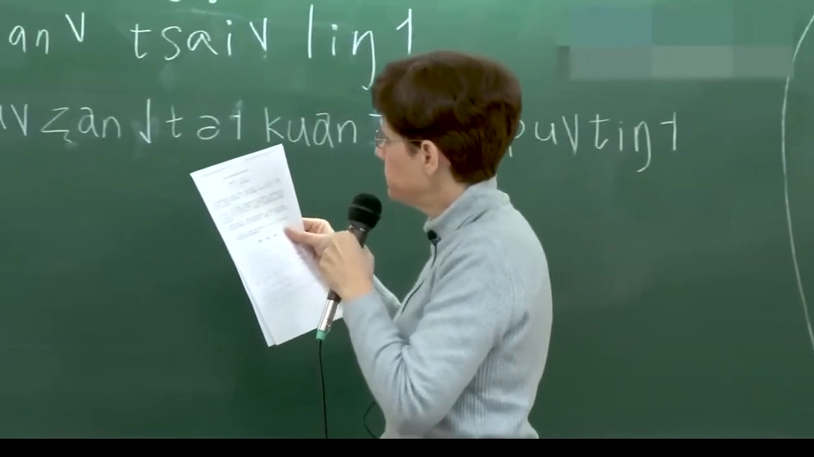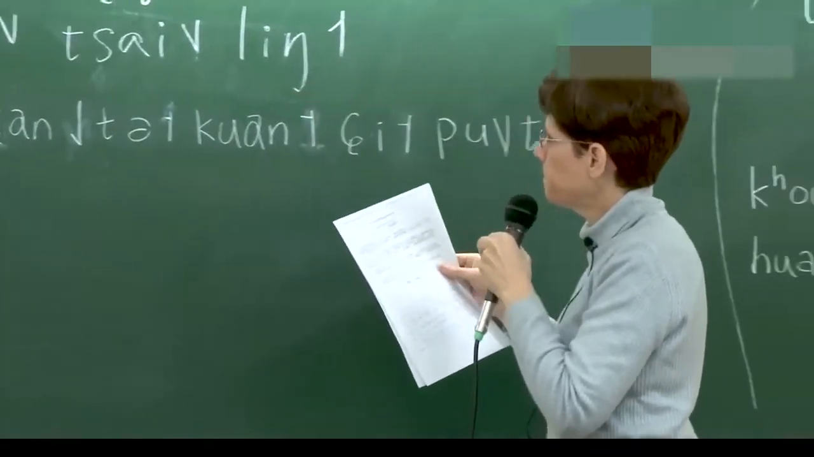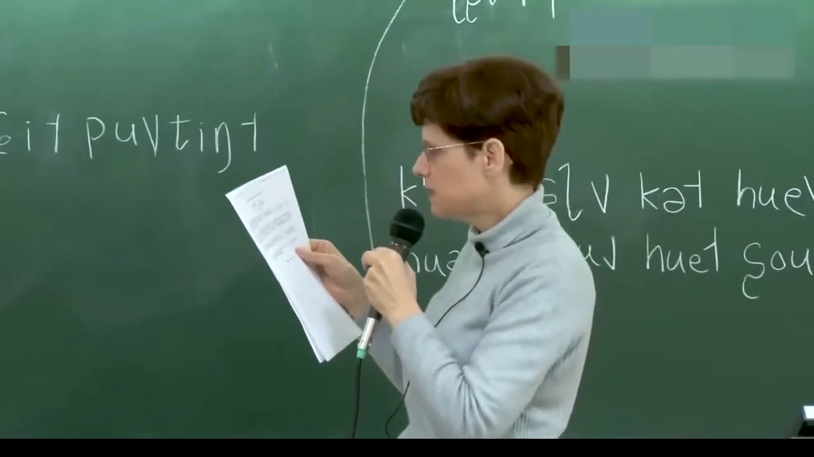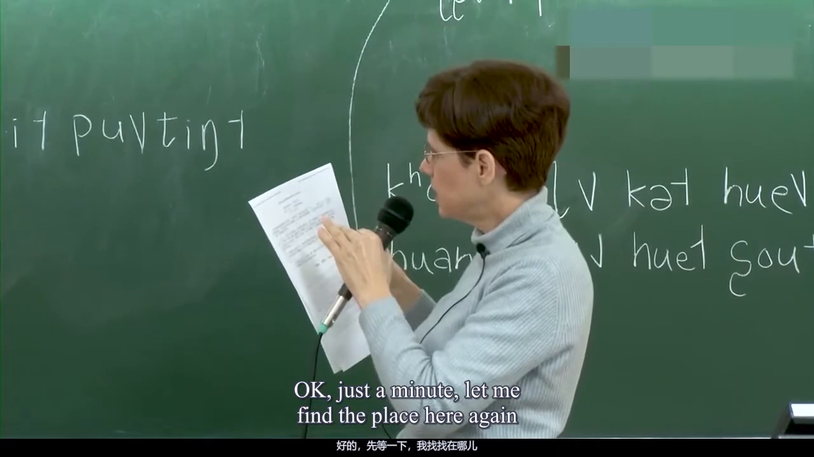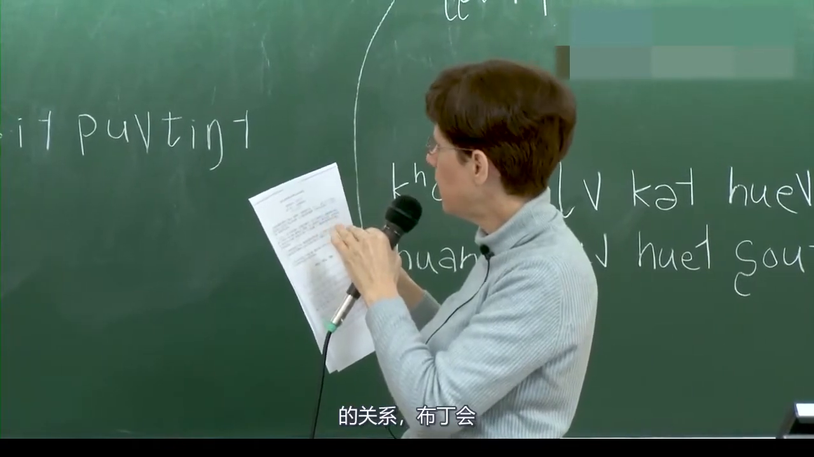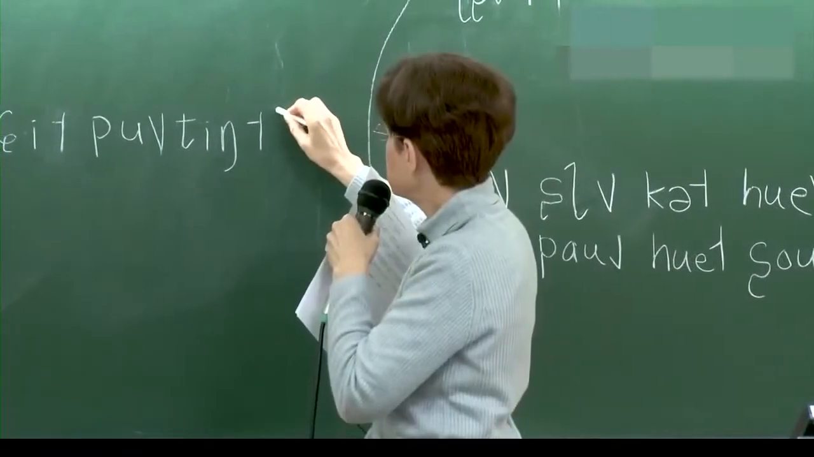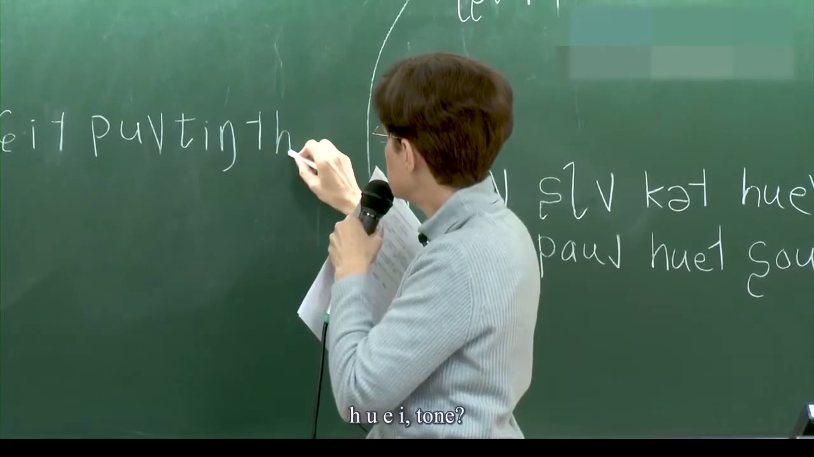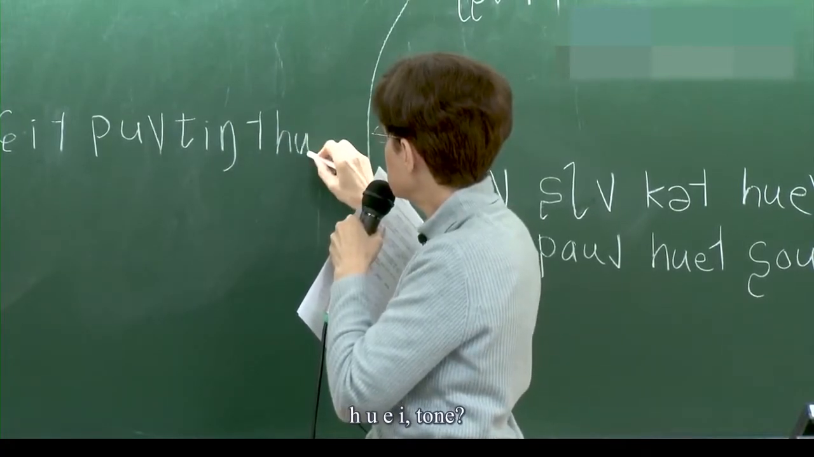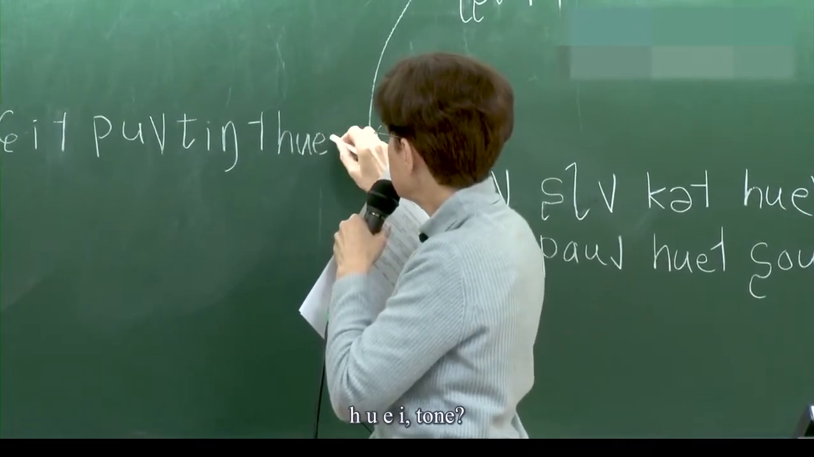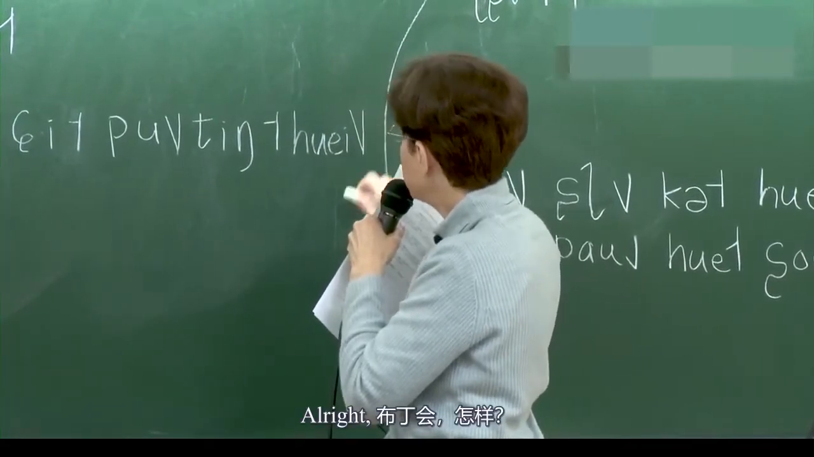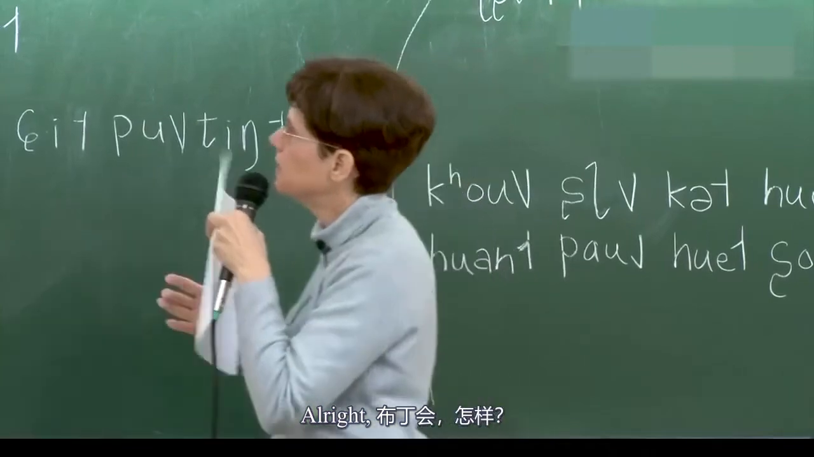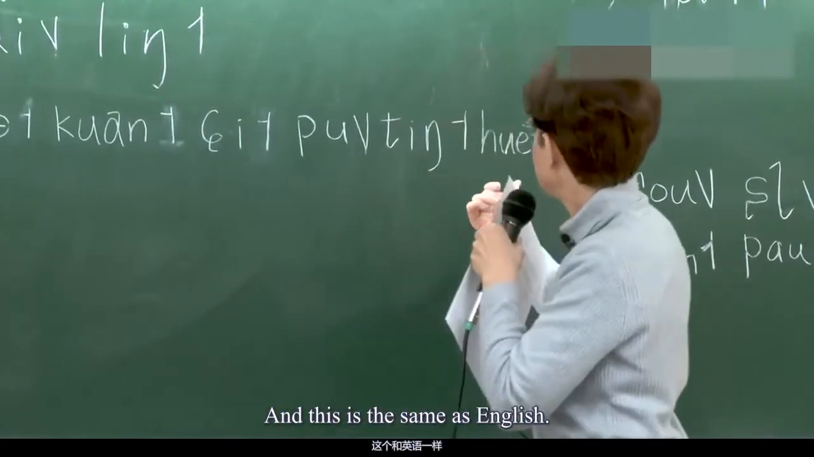There is one word missing? Okay, just a minute. Let me find the place here again. The 关系, 布丁会. Yeah. What should we write? H U E I. Tone? There we go. All right. 布丁会怎样? And this is the same as English.